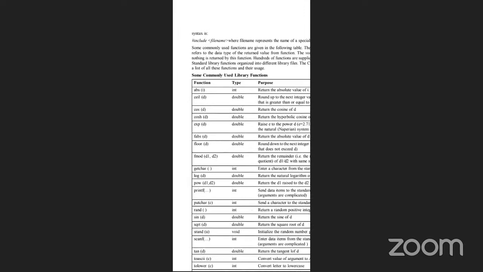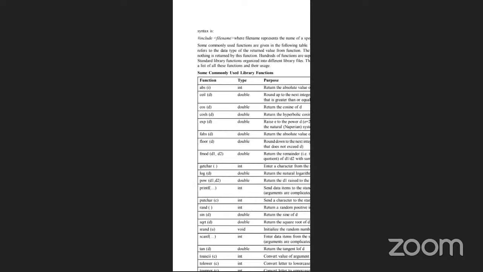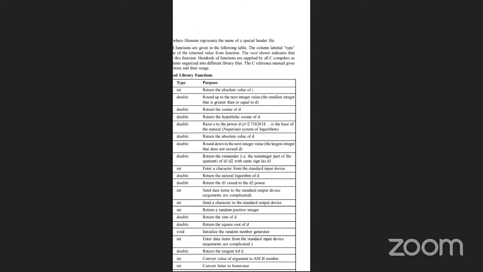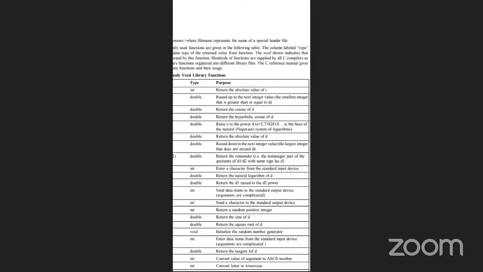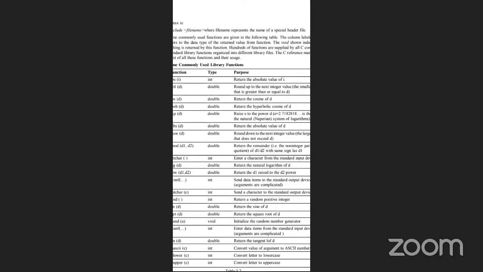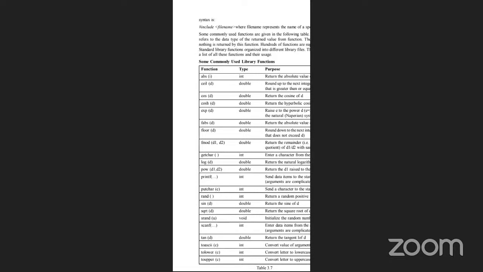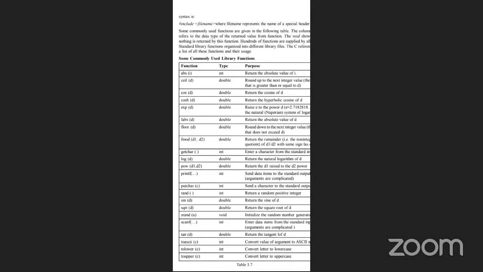The syntax is #include <filename>, where filename represents the name of a special header file. Some commonly used functions are given in the following column. Type refers to the data type of the return value of the function. The void shown indicates nothing is returned by this function. Hundreds of functions are supplied by all C compilers as standard library functions organized into different library files. The C language mainly gives the following function usage.